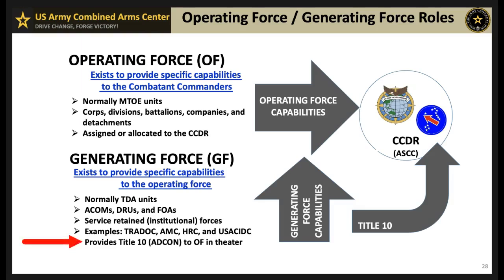A critical aspect of this relationship is Title 10 authority. The generating force provides Title 10 authority or admin control to operating force units operating in theater. This ensures proper support, personnel management, and resource allocation for deployed forces. By understanding the distinct roles of the operating and generating forces and their interconnectedness, we can better appreciate the complexities of Army operations and the mechanisms in place to ensure mission accomplishment.